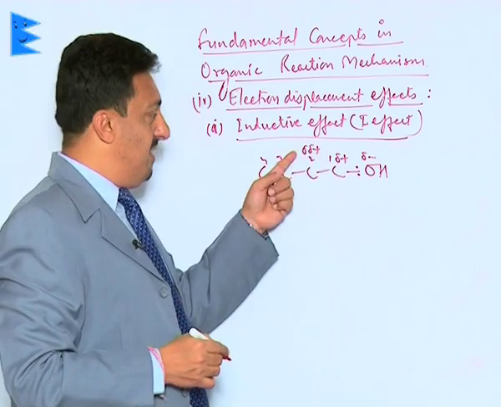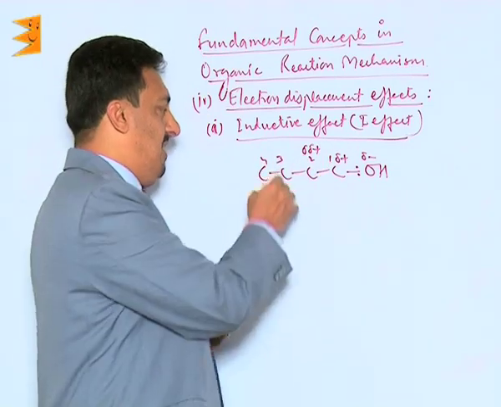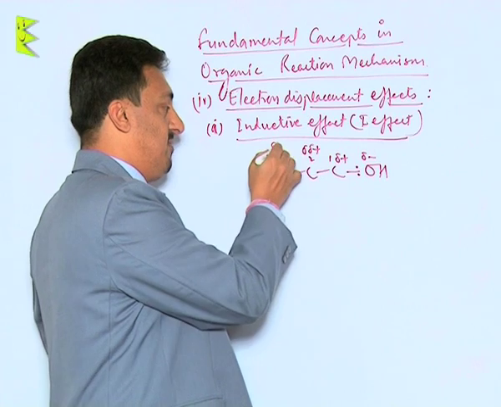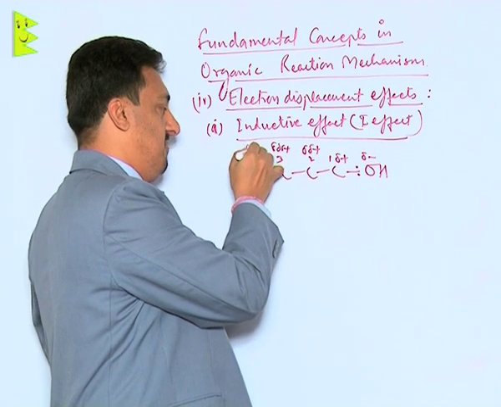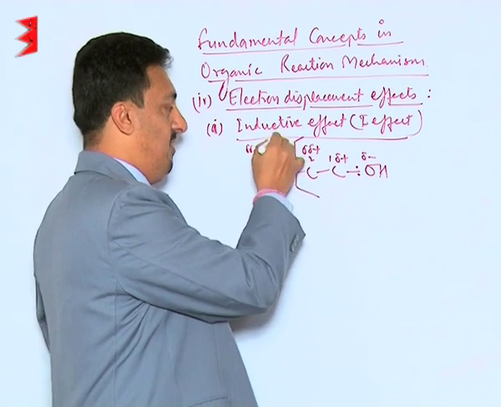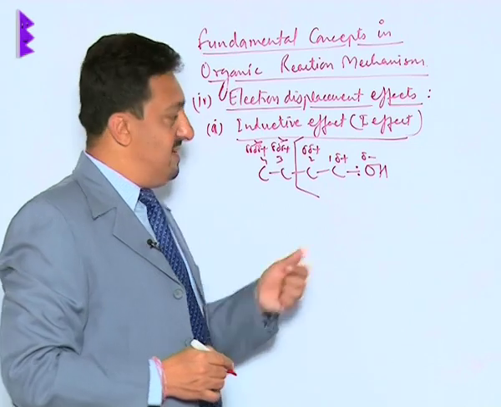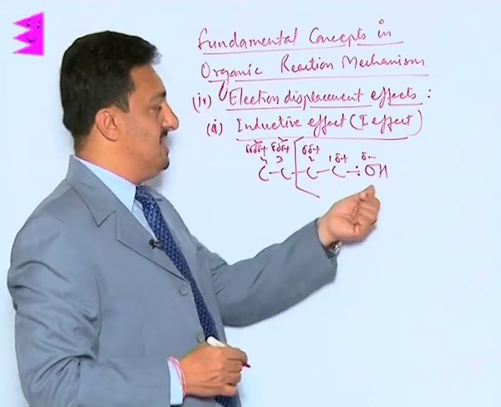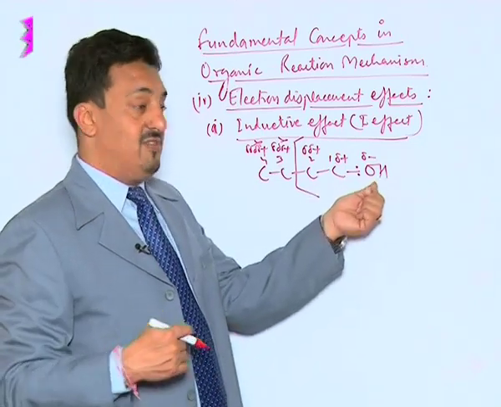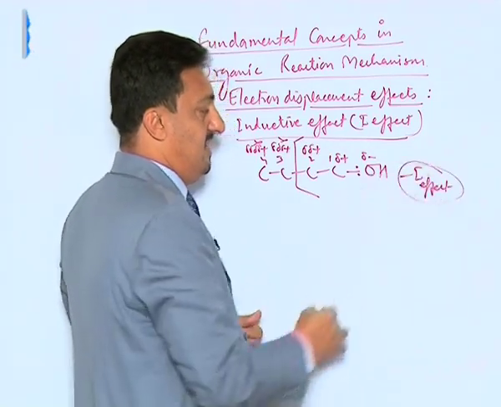But of course, this partial positive charge will be less than what carbon number 1 is having. Subsequently, all other carbon atoms of the chain also acquire partial positive charges, but their magnitude keeps on decreasing, and that is why we neglect this positive charge after carbon number 2, because that becomes almost insignificant. So this introduction of partial positive charge by certain groups, which itself acquire a negative charge, is called minus I effect.